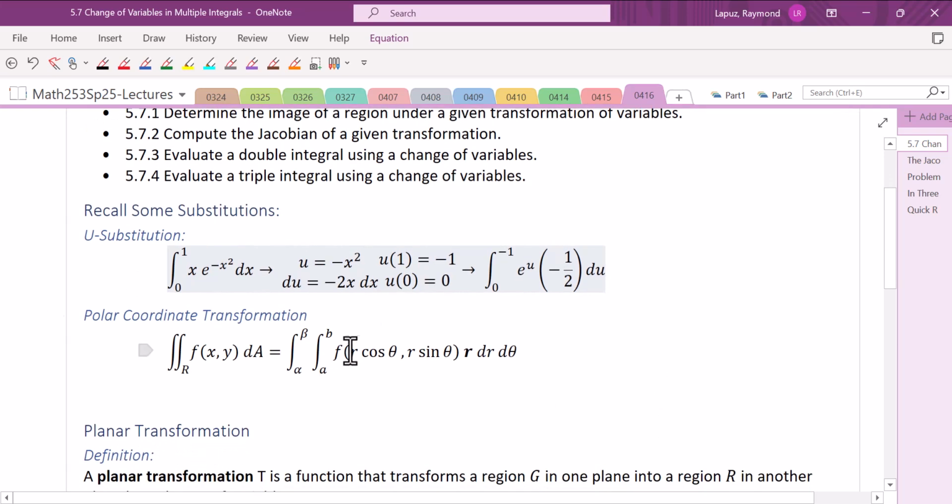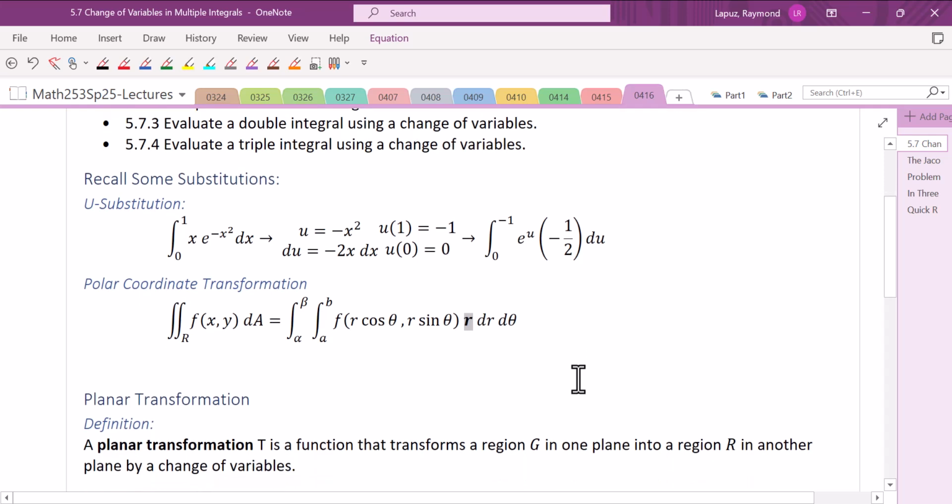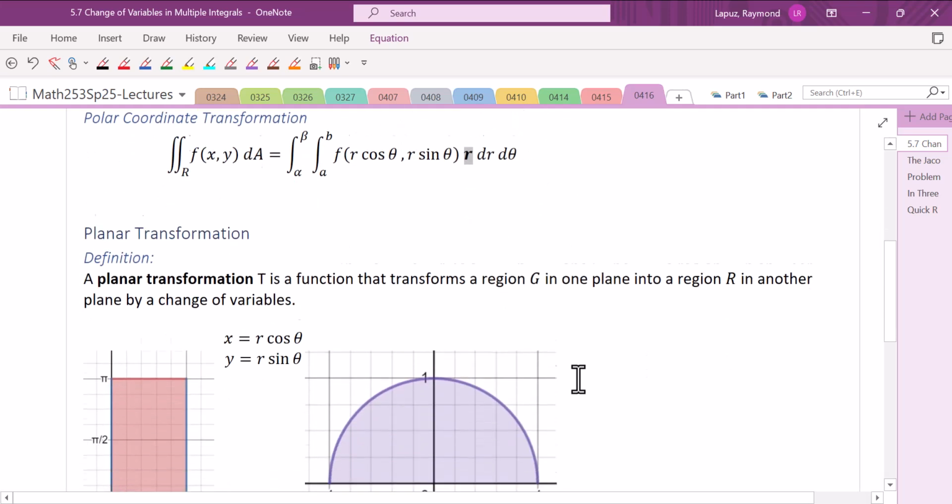And if you remember in polar coordinate transformation, when we have something that is circle related in the xy plane, we have this polar coordinate compensation for the dA, where dx dy becomes dr d theta, and then we add on that extra r, and that extra r comes from the change of variable theorem that has something to do with this thing called a Jacobian.